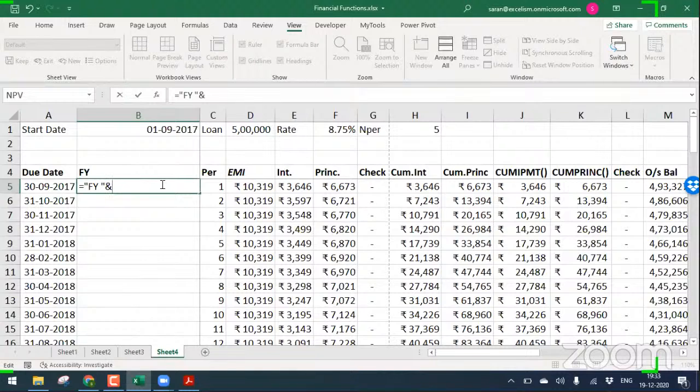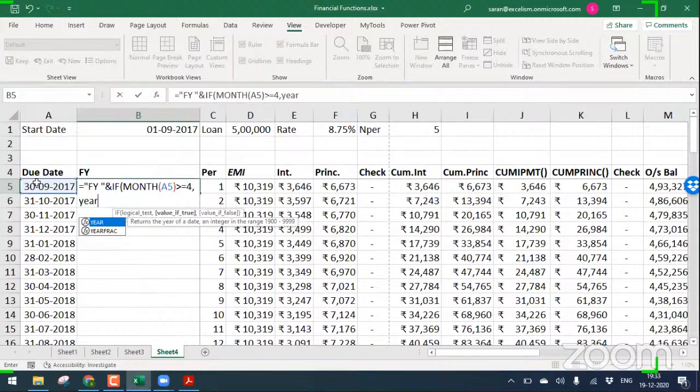So what is the condition? I'm going to use the IF function. So what is the condition? I'll first extract the month out of this. Then I'll ask Excel to cross check, is it greater than or equal to 4? If it is, what do I need to do?